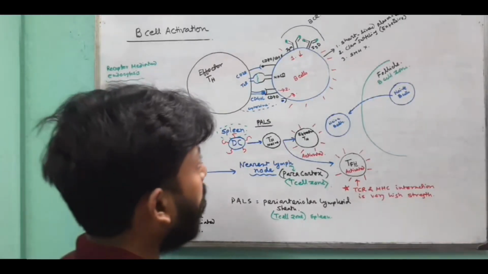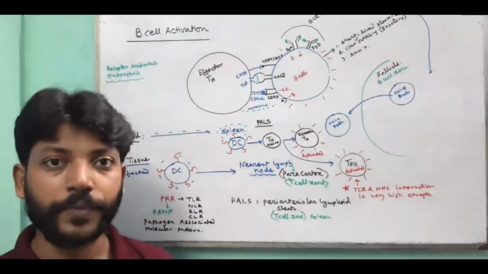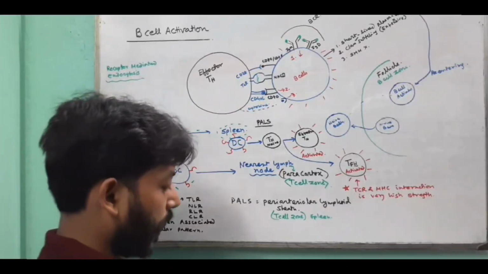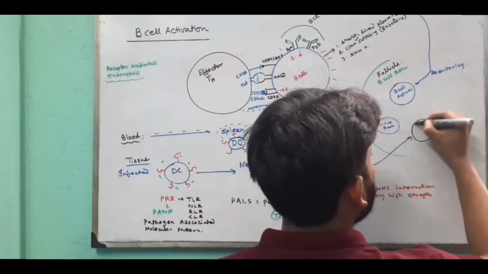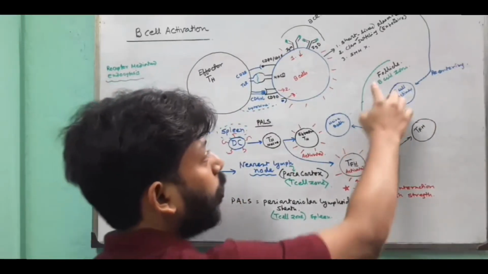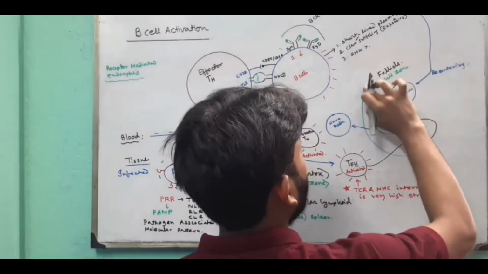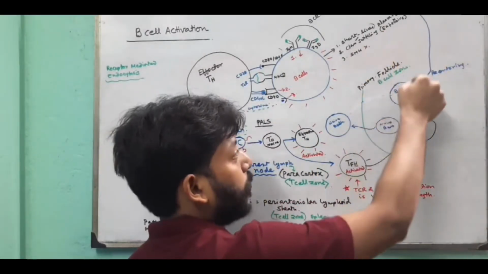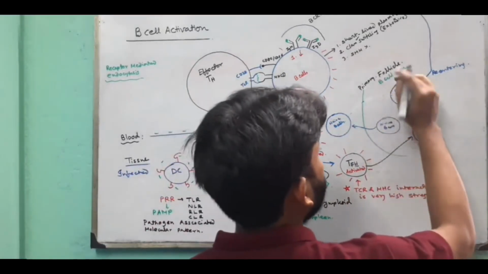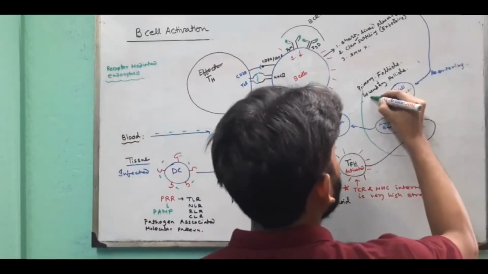But some of these short-lived plasma cells re-enter the follicle, and T follicular helper cells enter, and these activated B cells enter. This is called the follicle, also known as the primary follicle. When these short-lived plasma cells and the T follicular helper cells re-enter, the primary follicle becomes a secondary follicle, and the secondary follicle is very importantly known as the germinal center.